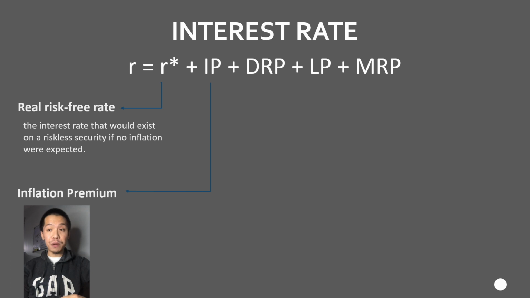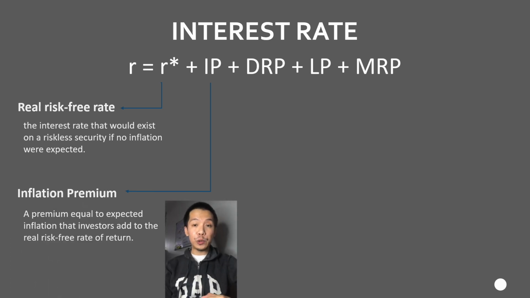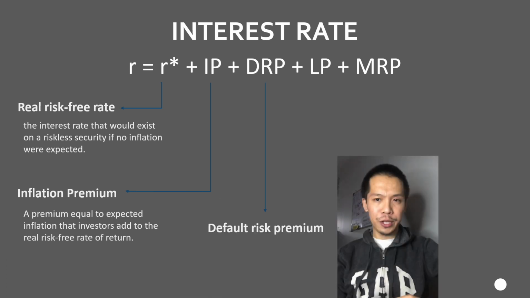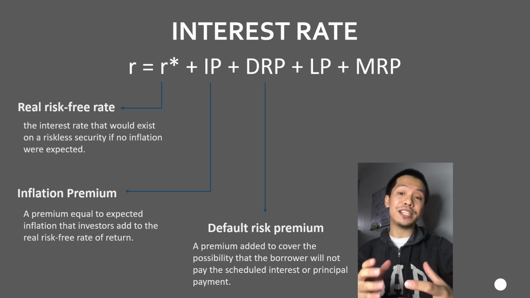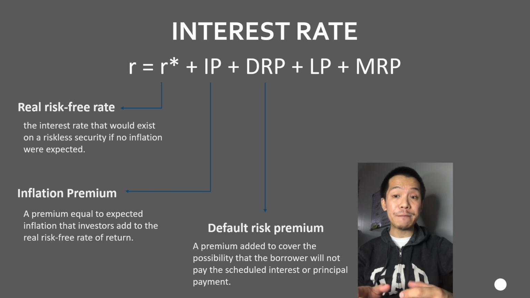IP is the inflation premium, a premium equal to the expected inflation that investors add to the real risk-free rate of return. As discussed before, the lender should recover more than the desired interest income as prices are expected to increase in the future. DRP is the default risk premium, a premium added to cover the possibility that the borrower will not pay the scheduled interest or principal payment. The lender should be compensated for this possibility.